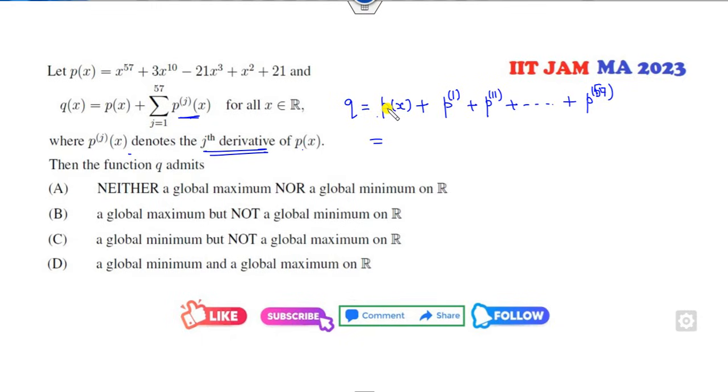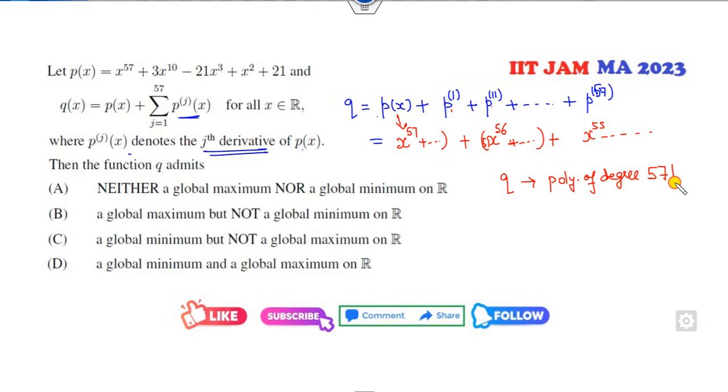So it will be x raised to power 57 plus something. This will be x raised to power 56 plus something. Then 57 of here. This will be x raised to power 55 plus something, and so on. That means q is a polynomial of degree, what is the degree of the polynomial? 57. Or you can say the degree of q of x is 57. What is the nature of this 57? Odd degree. Fine. Clear?